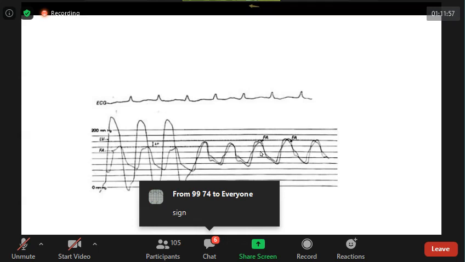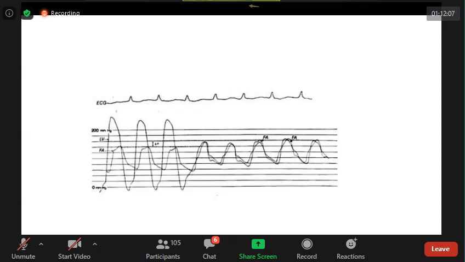What is that called? That is the Carabello sign. So the pressure change in critical aortic stenosis, where your catheter itself occludes the aortic orifice, leading to the pressure drop, is called the Carabello sign.